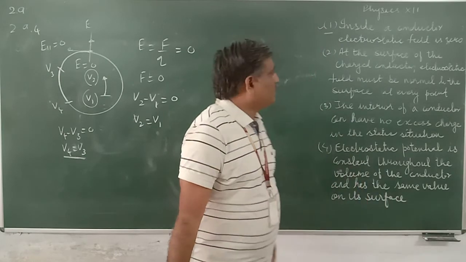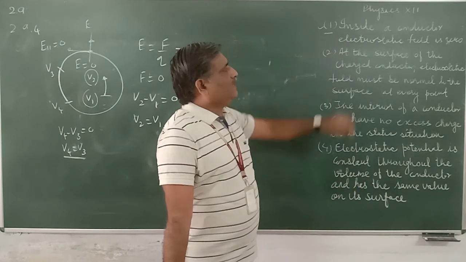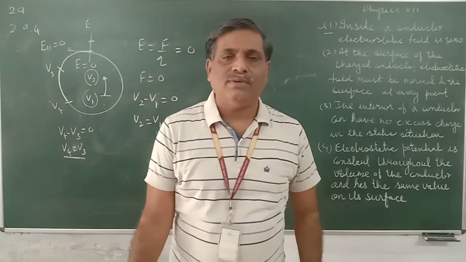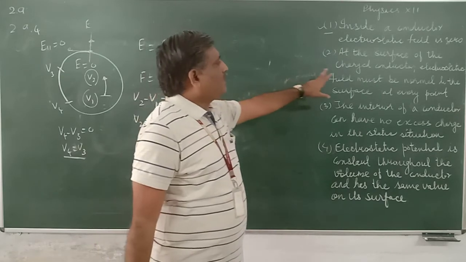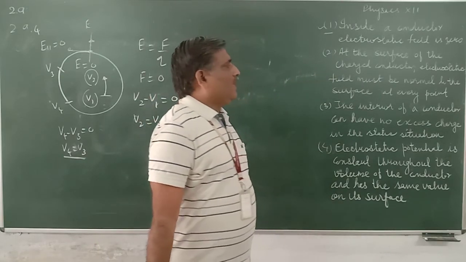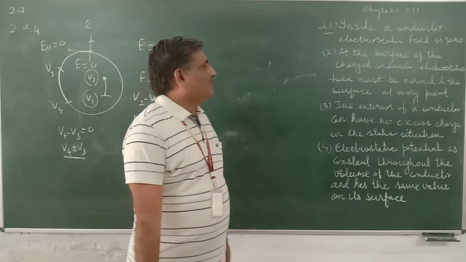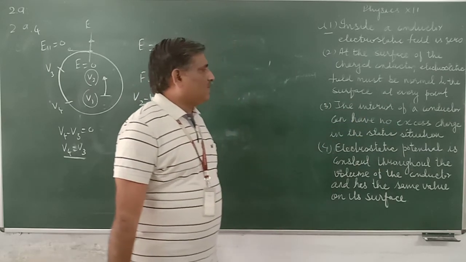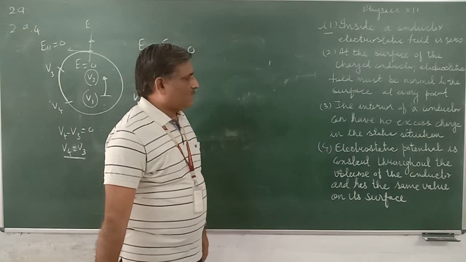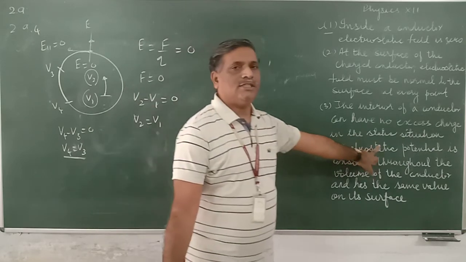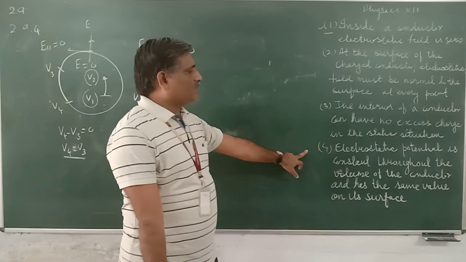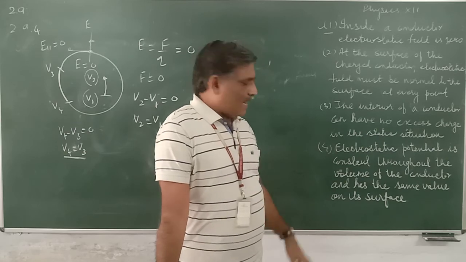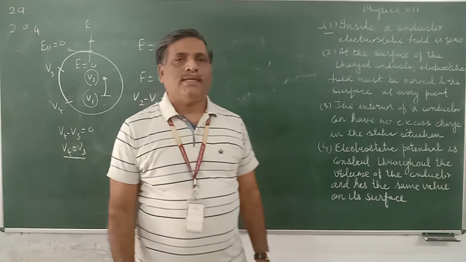Once again I summarize, there are four properties. Inside the conductor, the electrostatic field is 0. E is equal to 0 inside the conductor. At the surface of a charged conductor, the electrostatic field must be normal to the surface at every point. The interior of a conductor can have no excess charge in the static, stationary situation. Electrostatic potential is constant throughout the volume of the conductor and has the same value on its surface.